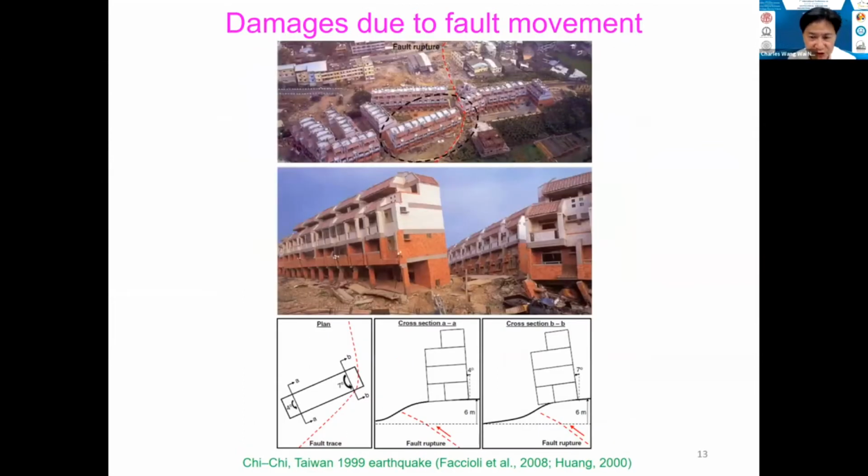More pictures from the Chi-Chi earthquake, and again you can see the damage of a 4-story building resting on a relatively flexible foundation, caused by a thrust fault. So, our design challenges and research objectives.